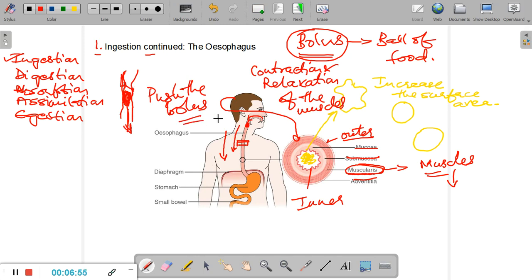I hope this function of the esophagus is clear to you. Now, once the bolus reaches the entry point of the stomach here, the stomach doesn't allow the bolus to enter, and we'll see why in the next slide. So I hope you've understood the process of ingestion, which starts from the mouth, which involves the dentition, human dentition, the human tongue, and the esophagus. So I hope you've understood the role of these structures.